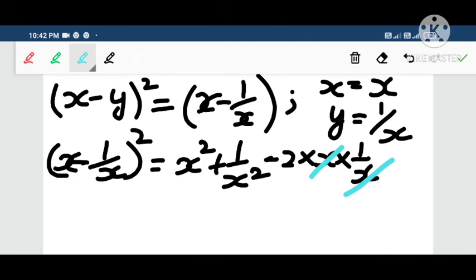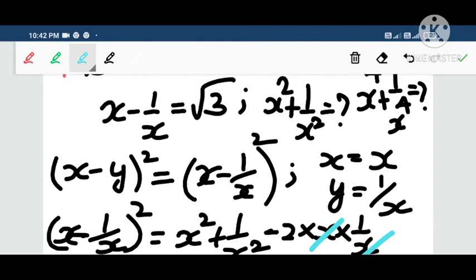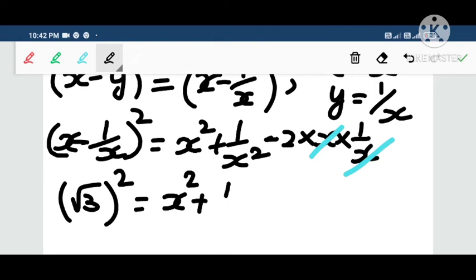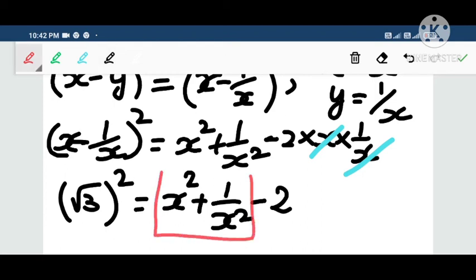So already you know that the value of x minus 1 by x is given as root 3. I just substitute the value. Instead of x minus 1 by x, I substitute root 3 whole square is equal to x square plus 1 by x square minus 2. So next what we need to find out? We are supposed to find out the value of x square plus 1 by x square only. So for that I just keep this x square plus 1 by x square on the right hand side, and the remaining minus 2 goes to the left, it becomes plus 2.